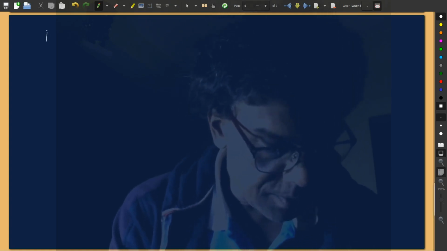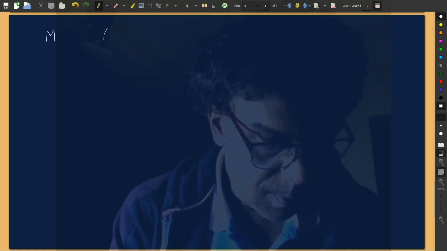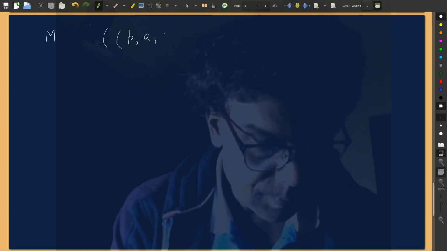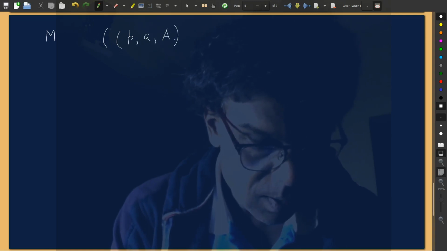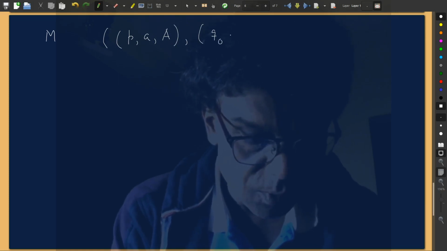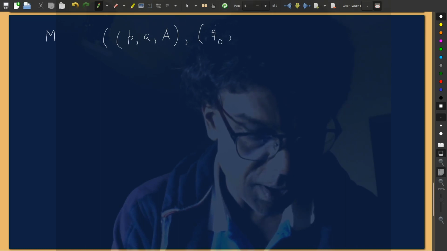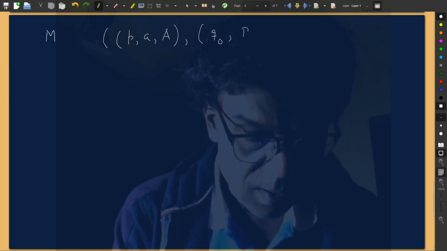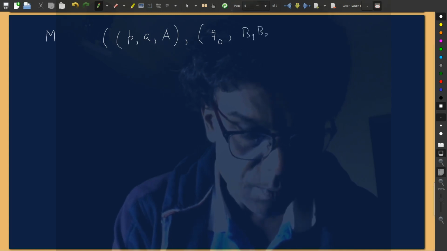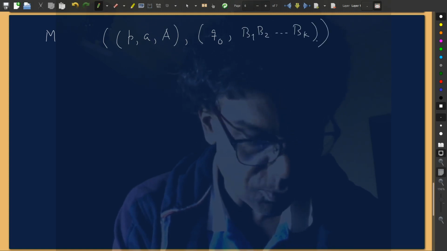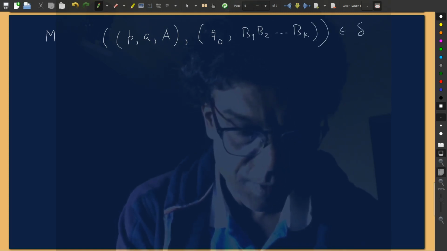Suppose that M has a transition of the form P, A, B go to state Q. In fact, I can call it Q0 for a reason to be clear soon. And you replace this A by B1, B2, up to Bk, for some k greater than or equal to 0. So this belongs to the transition of M.